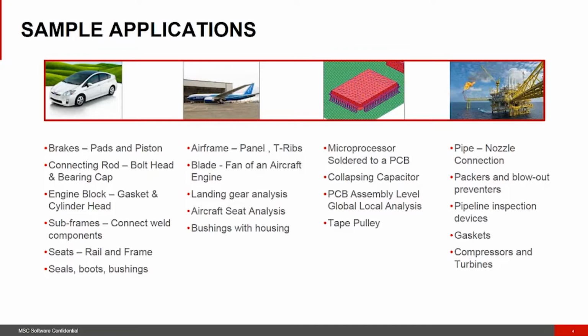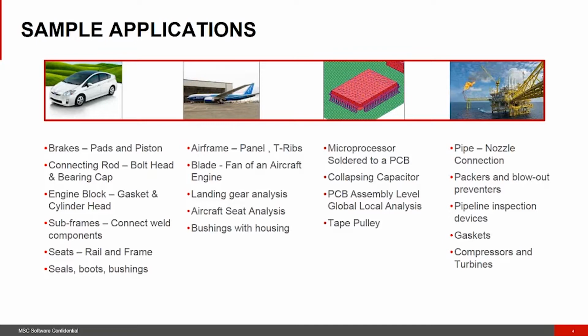Here you can see some of the examples for contact analysis. In the auto industry, we use contact analysis to design the brake systems for pads and pistons, or we can use it for engine block design and tires, or many other options. Also, in the aerospace industry, we use contact analysis to design the landing gear systems, for aircraft seat analysis, bushings, and other options as well.